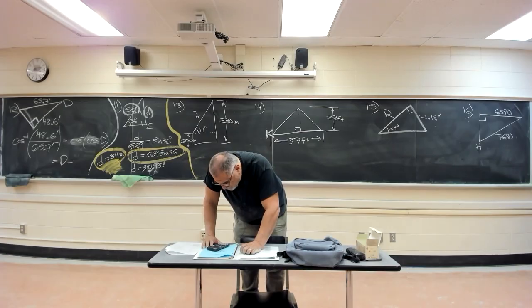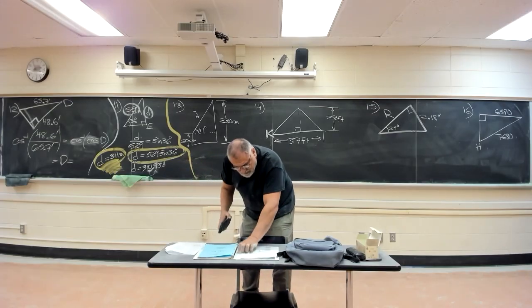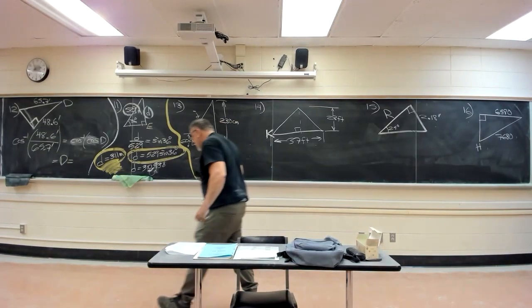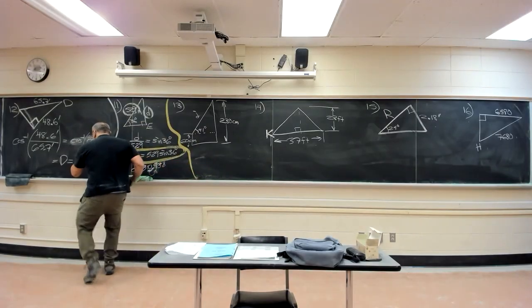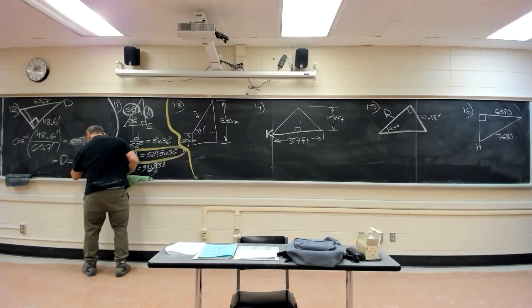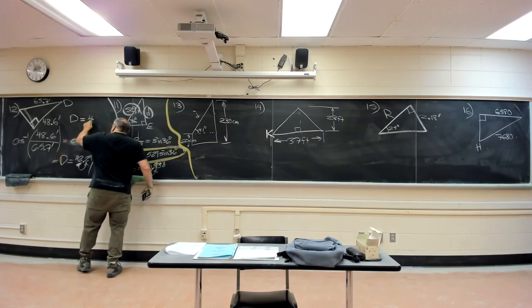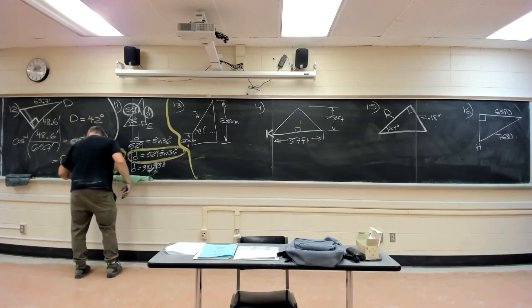I'm getting 42.2919 and other stuff. They want this rounded to the nearest degree. So 42.29. Does that stay at 2 or go up to a 3? It's going to stay at 2. D is equal to 42 degrees.